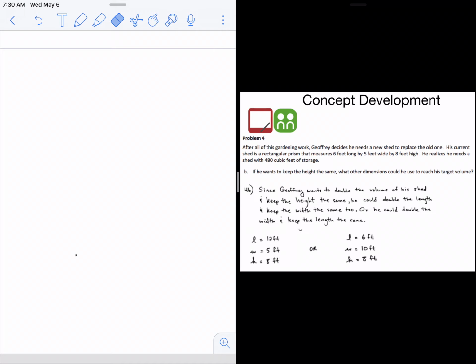So here it shows you a length of 12, width of 5, height of 8, which is what we did for 4A, or a length of 6, a width of 10, and a height of 8, which is what I just showed you.